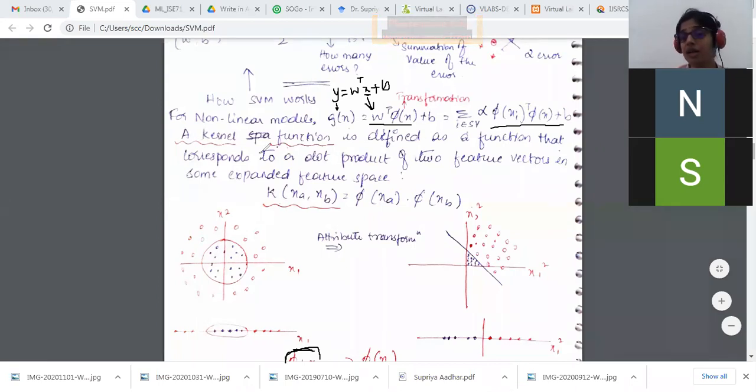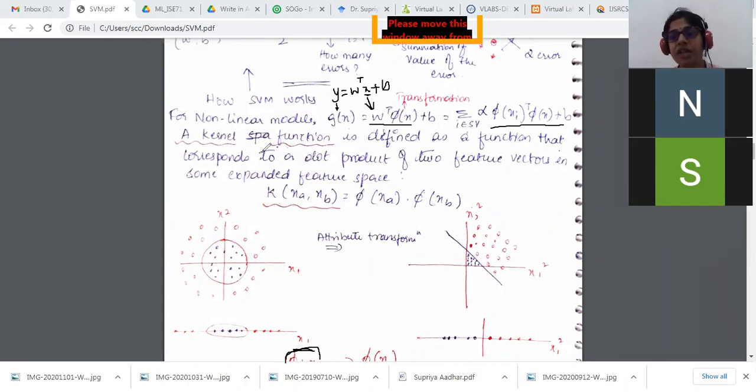A kernel function here is defined as a function that corresponds to the dot product of two feature vectors. Why do we term them vectors? As I've already told you, when we give an image to a learning system or to an SVM classifier, it will convert each and every data point into a vector. Each and every pixel is converted into a vector format, and only then it processes. You cannot directly give the raw data to the system.